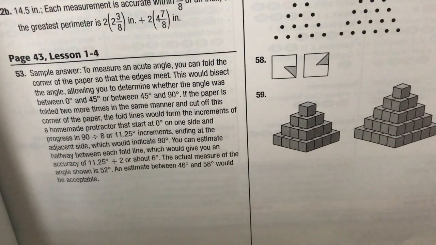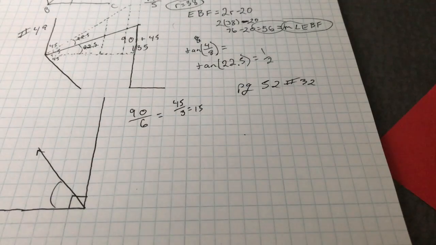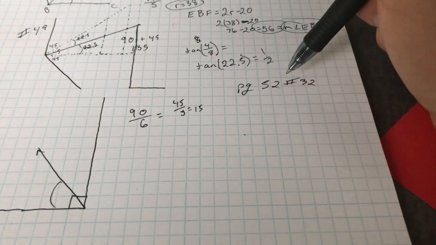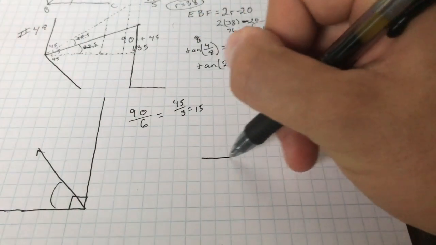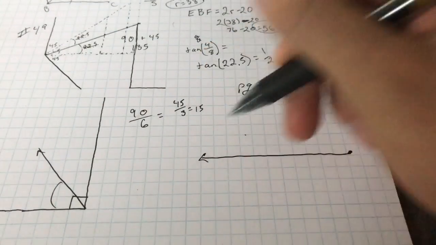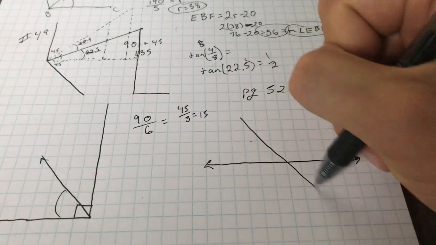And lastly, is that all I was going to do? Nope, I said I was going to do one more. All right, so now we're looking at page 52, number 32. So first it says use the figure at the right. So I'm going to draw my figure. If you have the book in front of you, take that time right now to do this.